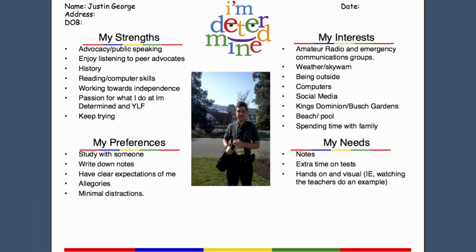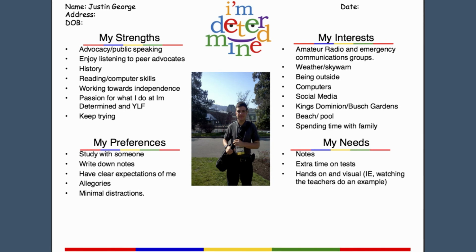Students could also do a one-pager. So on I'm Determined, they also give a lot of different examples of just a one-page, hey, this is a little bit about me, my strengths, my preferences, my interests, my needs. And it doesn't take very long to do this at all. And in fact, students really enjoy it. We all like talking about ourselves and really thinking about these things.